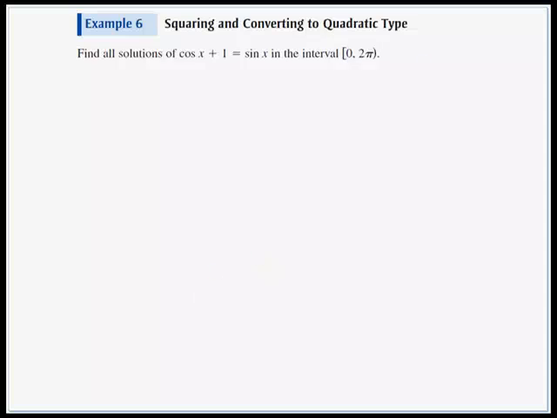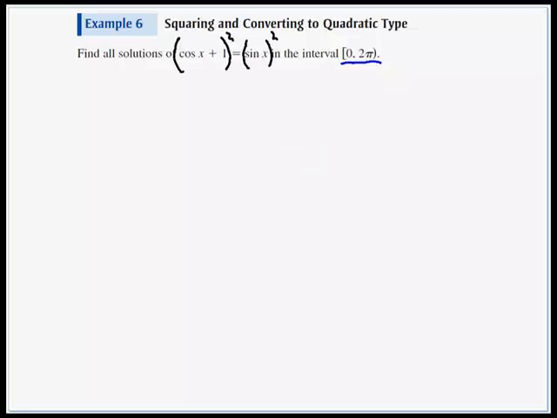Example 6, it says square and convert to a quadratic type. Right now we just have cos x plus 1 equals sine x, and our interval is 1 lap around the unit circle. What we have right now we cannot do much with, but we have a strategy where we have to do it, of course, to both sides. I'm going to take the left-hand side and square it, and I will also take the right-hand side and square it.